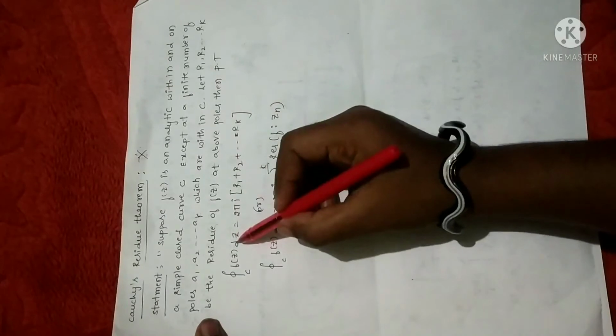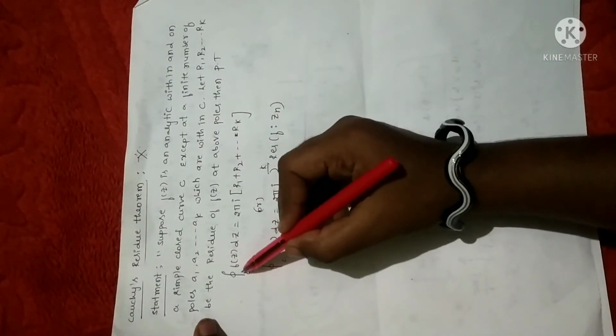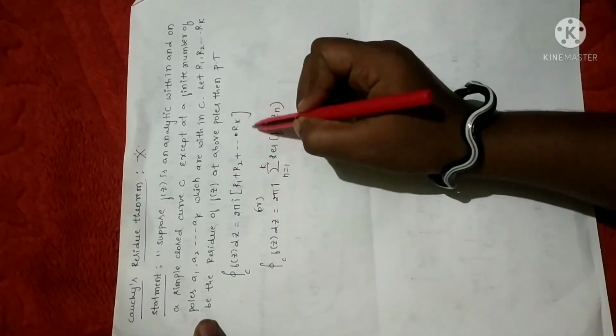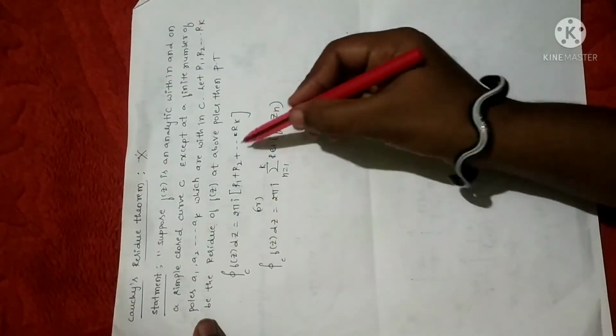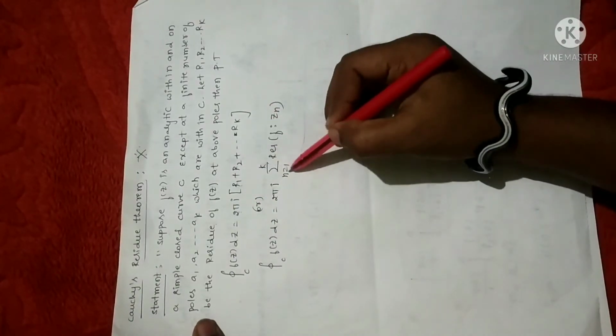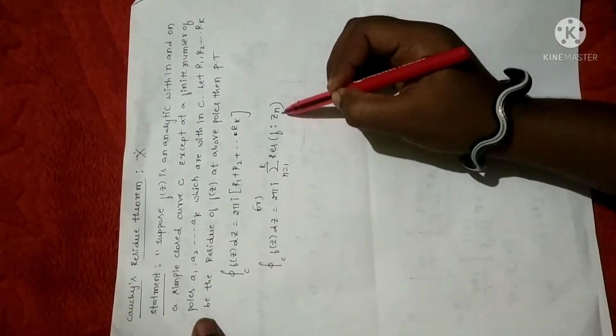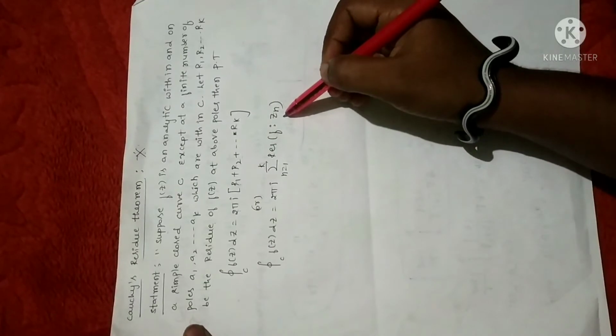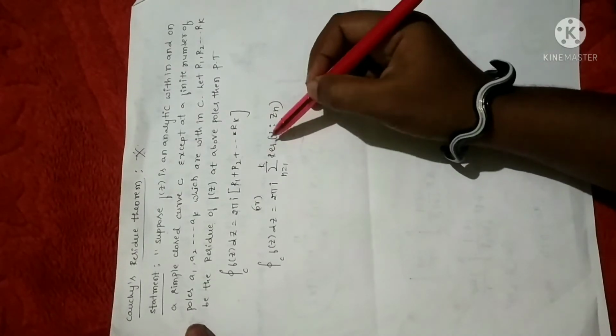Then we have to prove this statement, that the integral over C of f of z into dz is equal to 2 pi i into the sum of all the residues, or else I can write this as the sum over n equal to 1 to k of the residue of f at the poles zn. Clear? Both are equivalent, so memorize this statement as well. Why? Because in the exam they'll ask you to state and prove Cauchy's residue theorem. In such a case you have to write the statement as well.